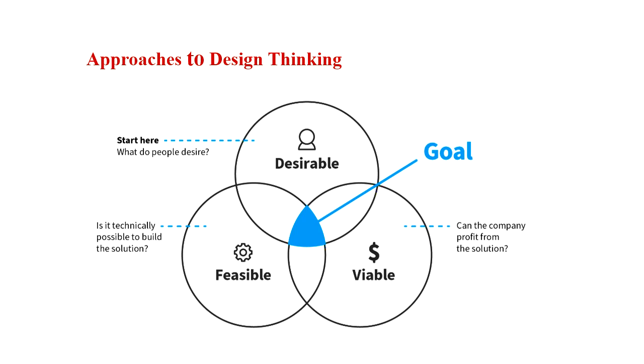When all three circles are put together, we find a common center point that is called the goal. If you look at the overlapping area in the center of all three circles, shaded in blue, it represents the ideal solution. That is desirable, what people want; feasible, it can be built; and viable, it makes business sense. All these put together help us to achieve our goal.